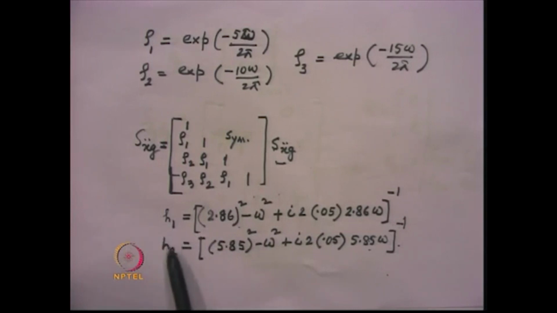The H1 and H2 are written with the help of the first frequency and the second frequency. First frequency is 2.86, therefore, it will be omega n square minus omega square, that is the first term, and the second term is i 2 eta omega n into omega. So, eta is 5%, therefore, it is 0.05 and omega 1 is 2.86. Therefore, in place of omega n we write down 2.86 and we have the complex frequency response function for the first mode.